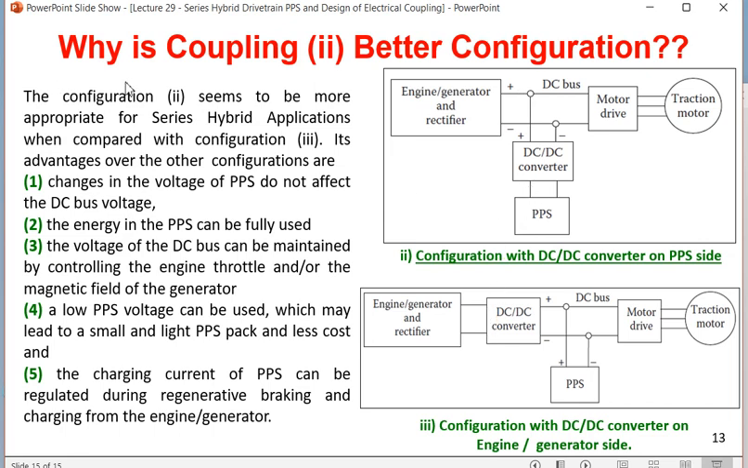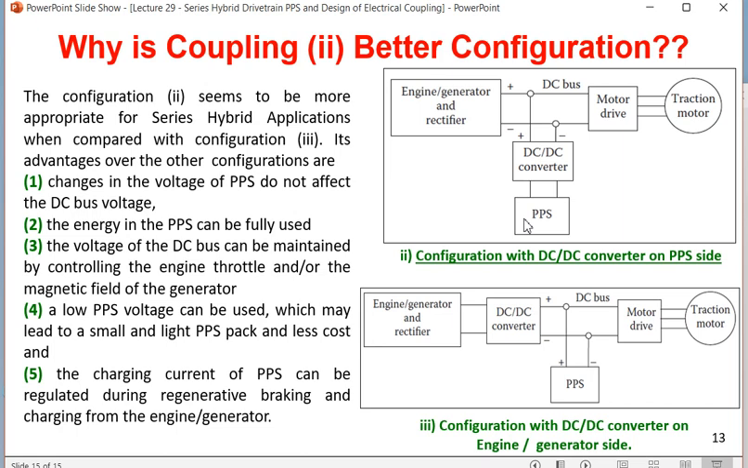Configuration 2 seems to be more appropriate for a series hybrid drivetrain when compared with configuration 3. The advantages are given below. That means if the PPS and DC to DC converter are together and adding power to the DC bus, which we have shown in the case of all series electrical hybrid drivetrains, that is the best configuration. Why? There are mainly 5 points you can go through. First, changes in the voltage of the PPS do not affect the DC bus voltage.